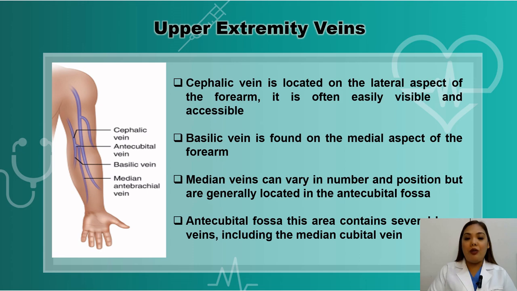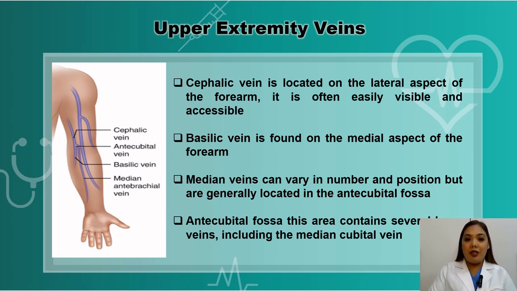Basilic vein is found on the forearm. This vein is larger but can be more challenging to cannulate due to its tendency to roll and its deeper location. Then median veins. These veins can vary in number and position but are generally located in the antecubital fossa and are preferred for their size and accessibility.